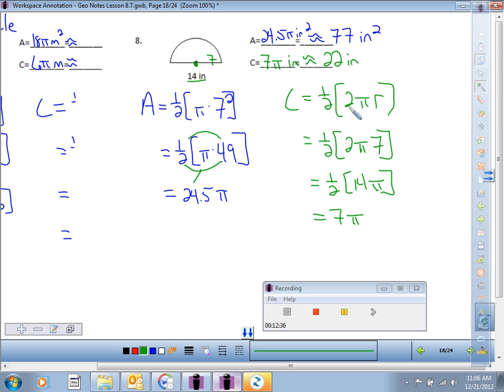Circumference, same process. We took half of 2 pi r. The radius was 7. 2 times 7 gives me 14 pi. Half of 14 pi is 7 pi, so that was our circumference.